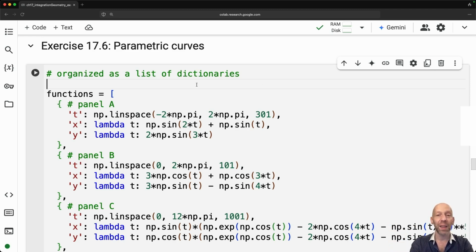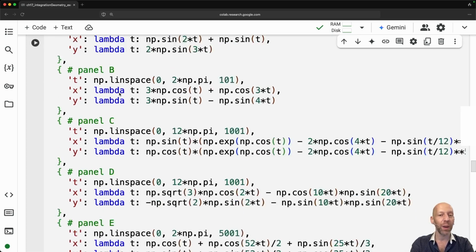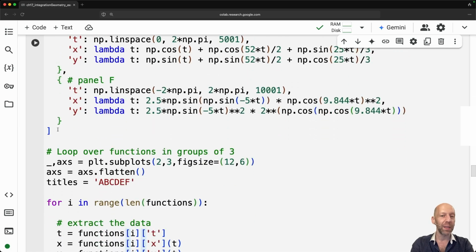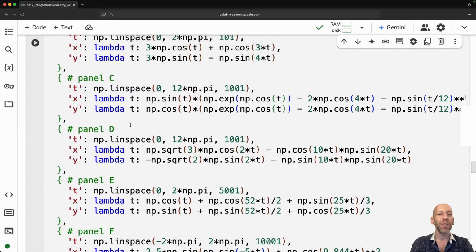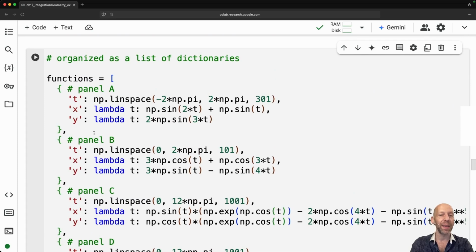Okay, so what I did is to create a list of functions. So here we see the variable functions. This is a Python list. You can see the open bracket and the close bracket is down here. Now, each element in this list is a dictionary, and you know it's a dictionary because of the curly brackets here. So this is the first element of the list. Here's the comma, which separates the elements.